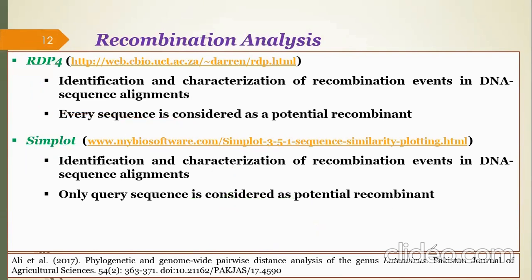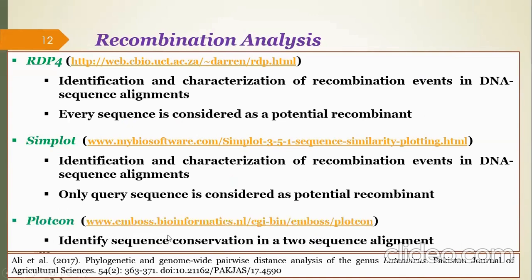And we have a third tool, and that tool is Plotcon. Plotcon identifies sequence conservation in a two-sequence alignment. We will only give two sequences, and in those two sequences, Plotcon will identify conserved sequences. Maybe this region is conserved between the two sequences. It will identify this region that is common between the two sequences.